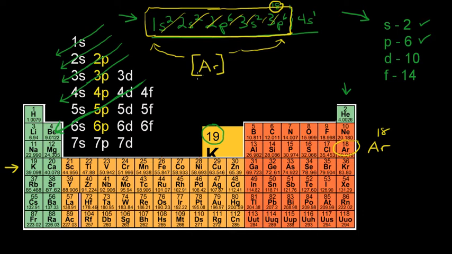Okay, so instead of writing all this out, we're just going to write argon in brackets. That's going to represent everything here, and then we just have to write the 4s1. And we have the electron configuration for potassium, but without writing all of this initial stuff and just doing the finishing touches, using the noble gas to represent a lot of the configuration.